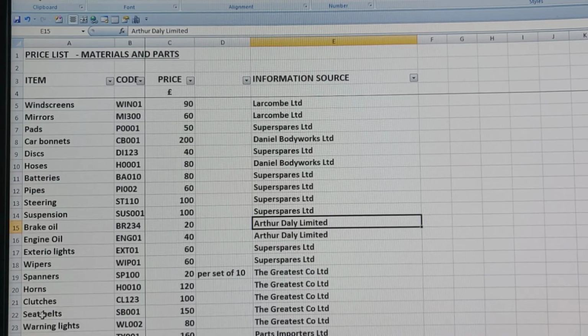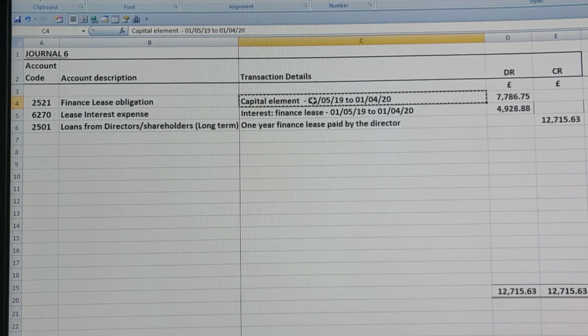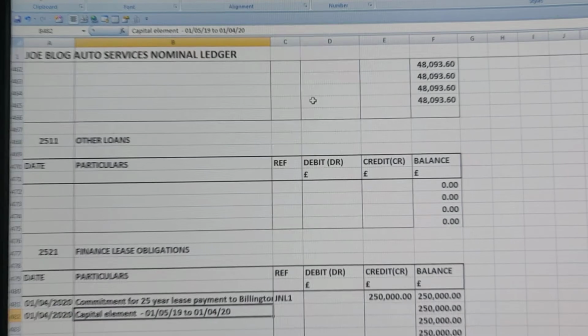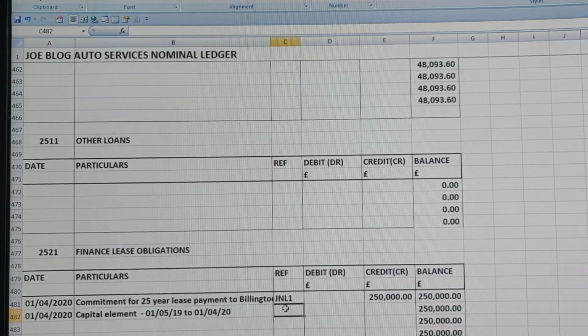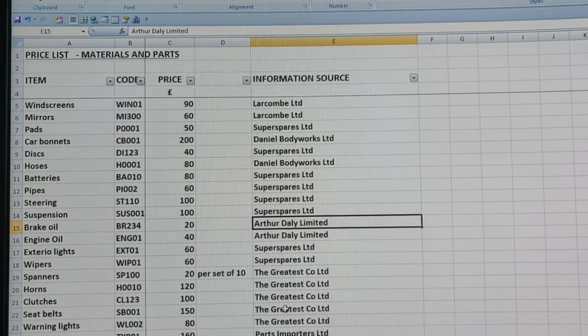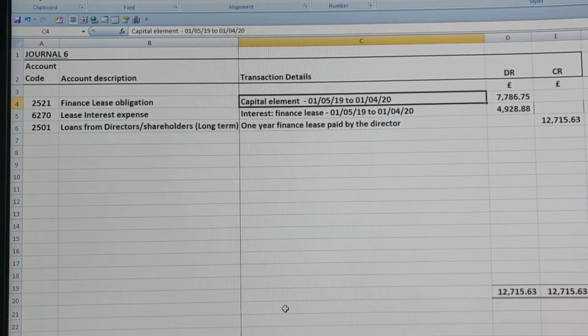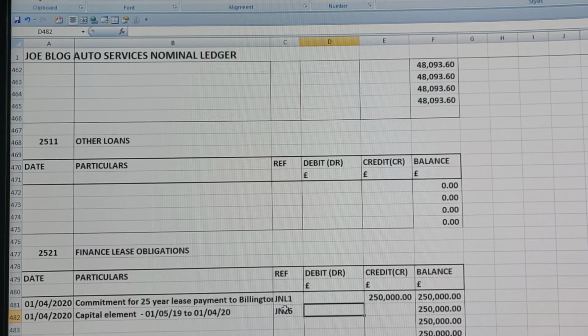The description is: capital element of finance lease, covering 1st of May 2019 to 1st of April 2020. The journal reference number is JNL 6. And the amount paid, that capital element, is 7786.75.